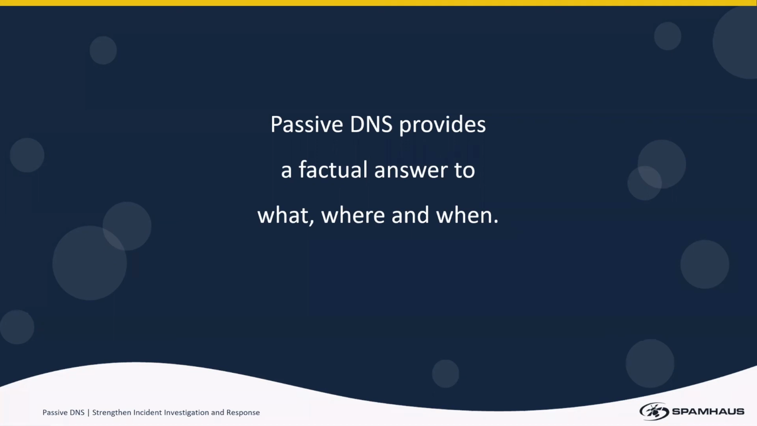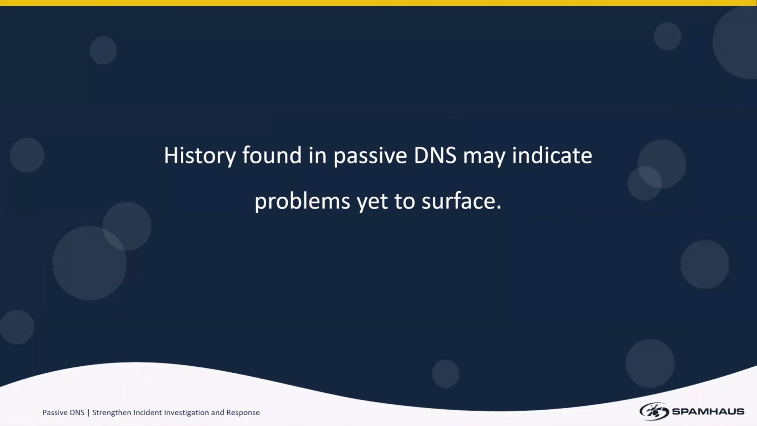And then finally, by using the history in passive DNS, you may be able to find other things that you weren't aware of, which may indicate problems that you haven't seen yet. Often miscreants will get domain names before they use them. A domain name only works once you bought it, once it's been registered. And often they will show up in DNS before they're actually being used by malware, by compromises, by whatever bad thing you may be looking at.